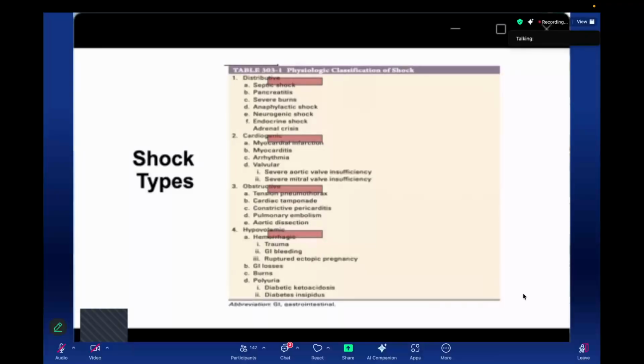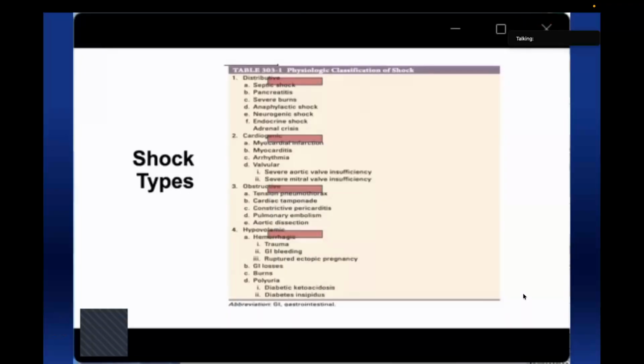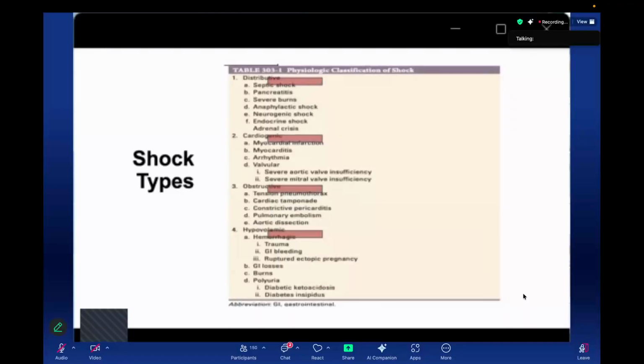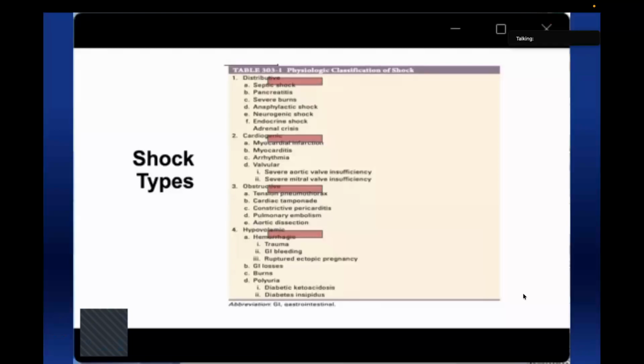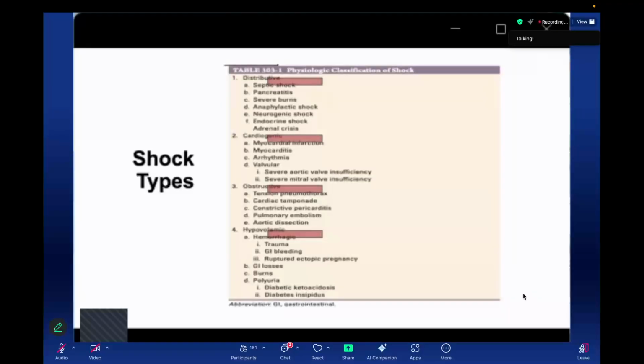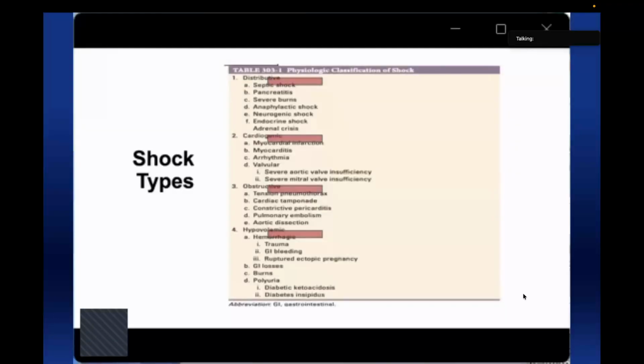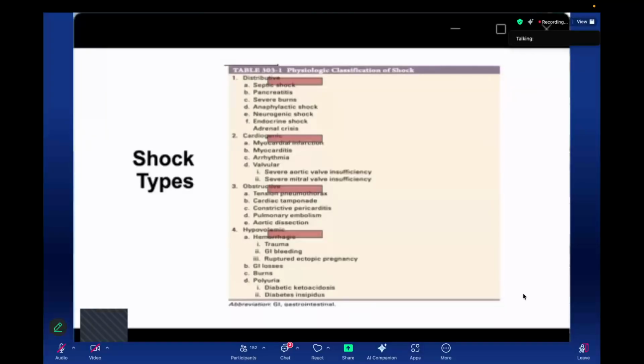Another type of shock is cardiogenic shock, wherein you have acute coronary syndrome or myocardial infarction, myocarditis, arrhythmia, and valvular issues, wherein your heart muscle cannot perform its function in terms of contractility, which can cause cardiogenic shock. Obstructive shock, also, for instance, if you have tension pneumothorax, cardiac tamponade, constrictive pericarditis, pulmonary embolism, and aortic dissection.